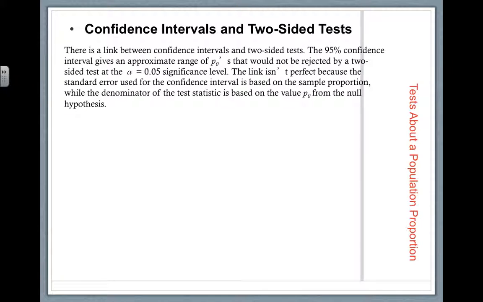There is a link between confidence intervals and two-sided tests. The confidence interval gives an approximate range of your null proportions that would not be rejected by a two-sided test at the alpha 0.05 significance level. The link isn't perfect because the standard error used for the confidence interval is based on a sample proportion, a sample, not a population, while the denominator of the test statistic is based on the value of your null hypothesis.